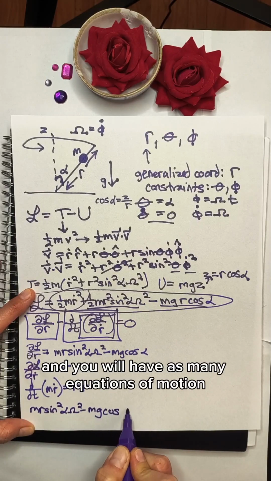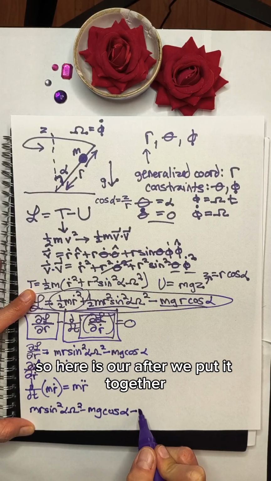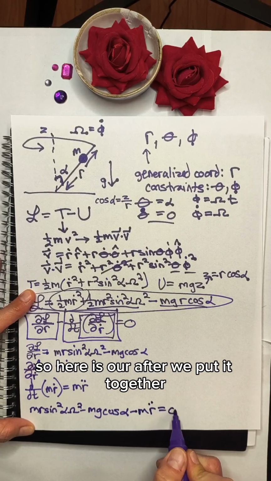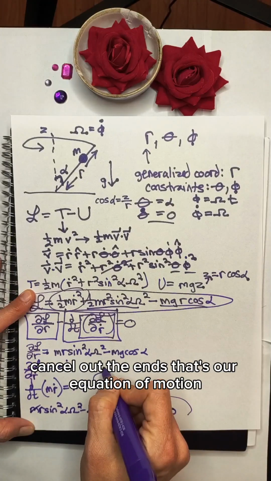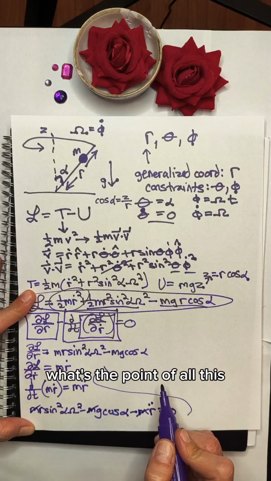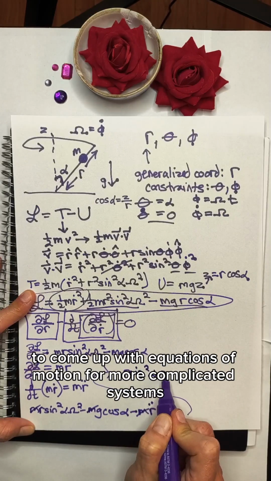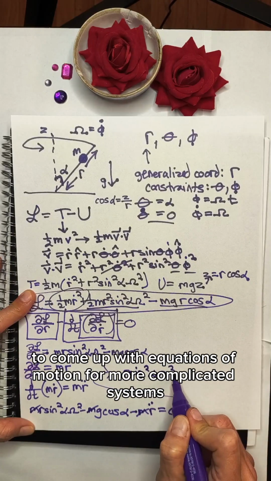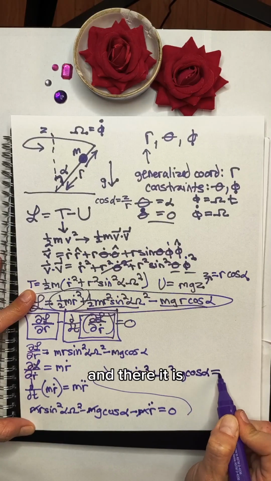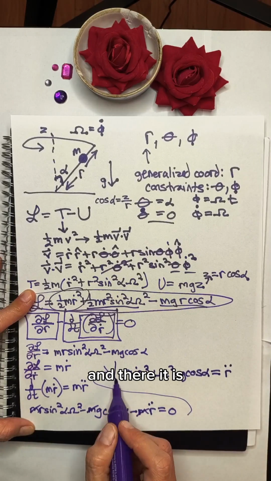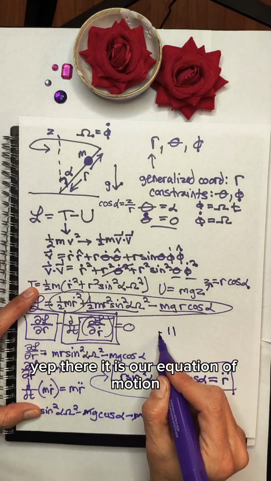And you will have as many equations of motion as you have generalized coordinates. So here is after we put it together, cancel out the m's, that's our equation of motion. What's the point of all this? It's easier than making a free body diagram to come up with equations of motion for more complicated systems. And there it is, our equation of motion.